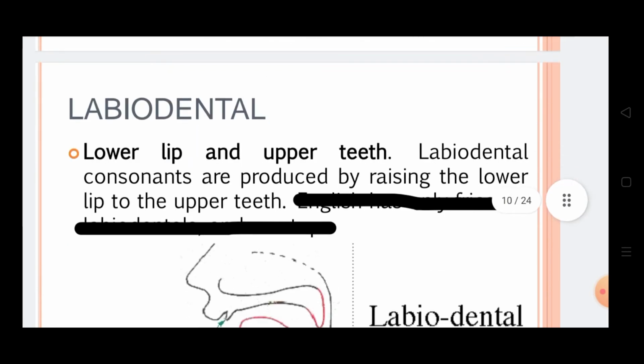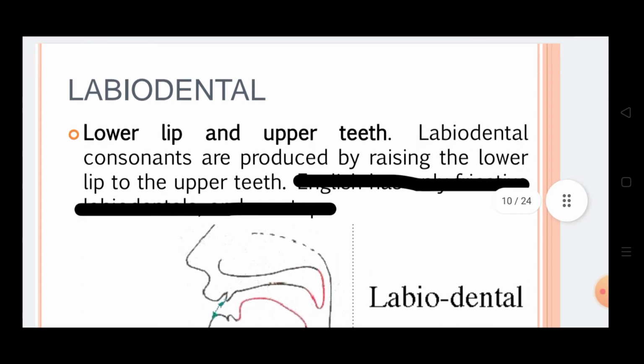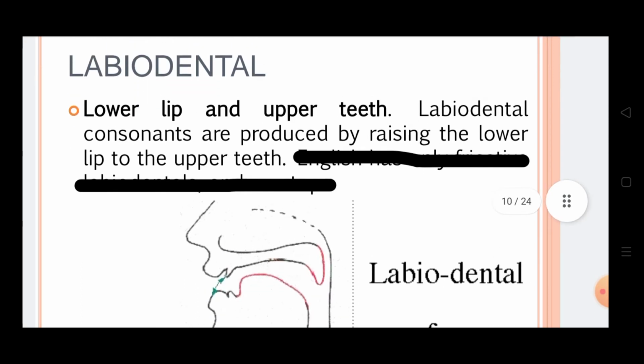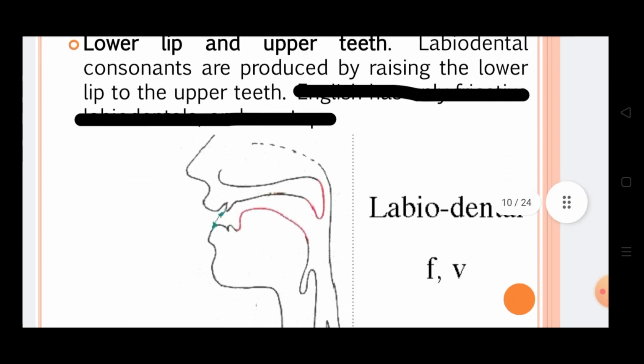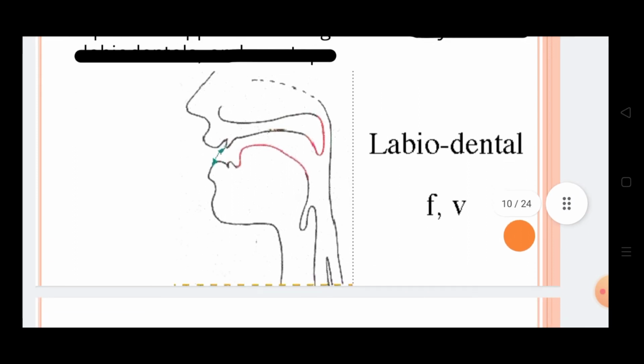And then labiodentals. In labiodentals, the lower lip and upper teeth come into contact, and labiodental consonants are produced by raising the lower lip to the upper teeth. Here you can see in the diagram.